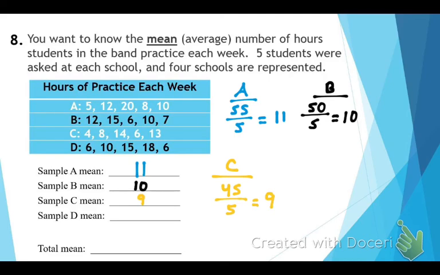Who would like to do sample D? Let me have Kaylin. Go ahead. When you add up all those hours, what do you get? And you divide it by 5 and you get 11. You are correct. Okay, so it looks like they did the same as sample A.